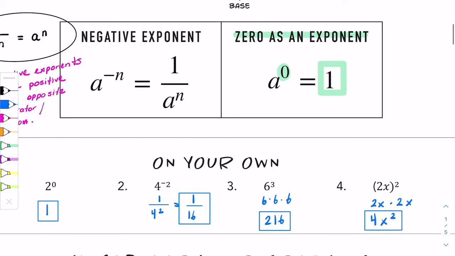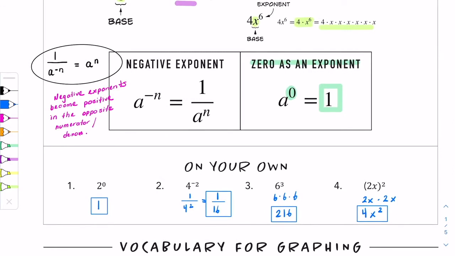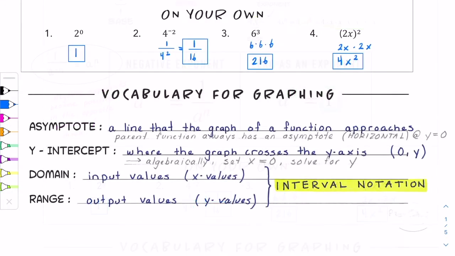All right, next we need to talk about some vocabulary. All of these vocabulary terms are terms we've already talked about this year. So let's quickly go through the formal definition of them. So starting with an asymptote, or what an asymptote is. Asymptotes are a line that a graph of a function approaches, it never touches or crosses.